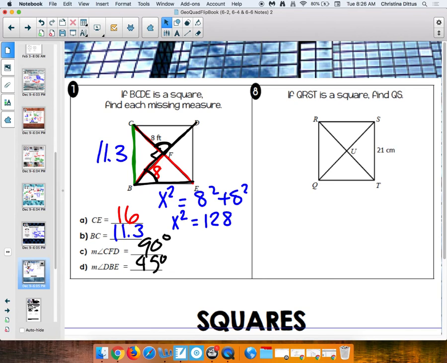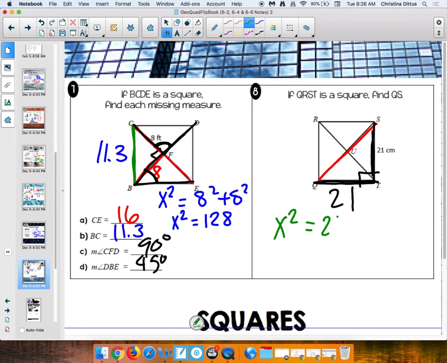Here we gotta find QS. Side length here is 21. How big is QT? 21. What's this angle right here? Whole thing. 90. What should I do? Hypotenuse. Do I know my hypotenuse? So, x squared equals 21 squared plus 21 squared.